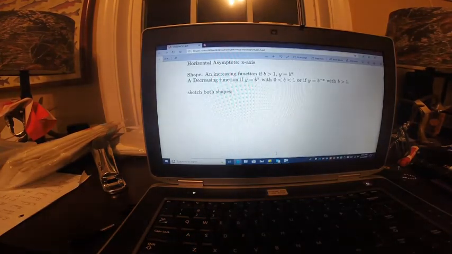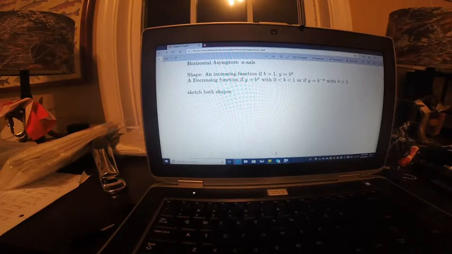You have an increasing function when your base b is greater than 1. You have a decreasing function when y equals b raised to the x and b is between 0 and 1, or if y equals b to the negative x when b is greater than 1. So if you have a negative exponent and your b is greater than 1, you've got a decreasing function, or if your base here is between 0 and 1, you have a decreasing function as well.